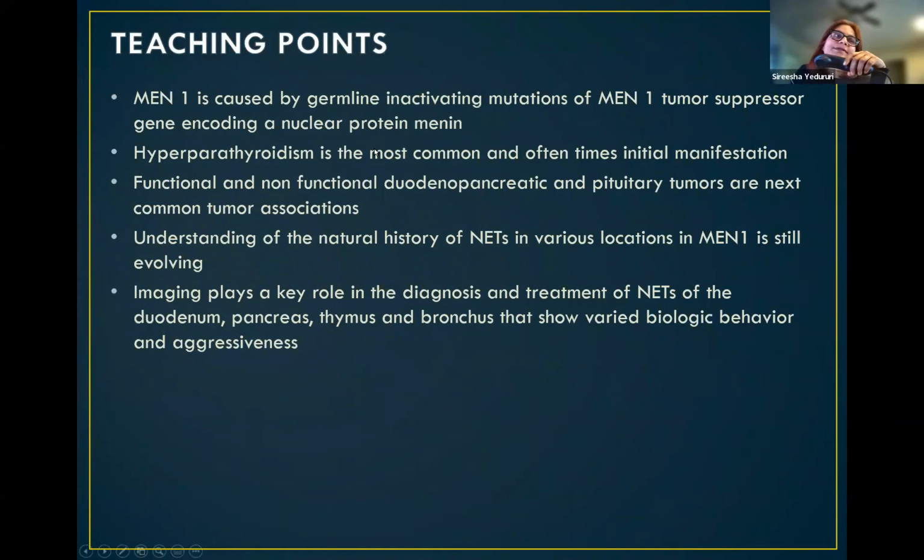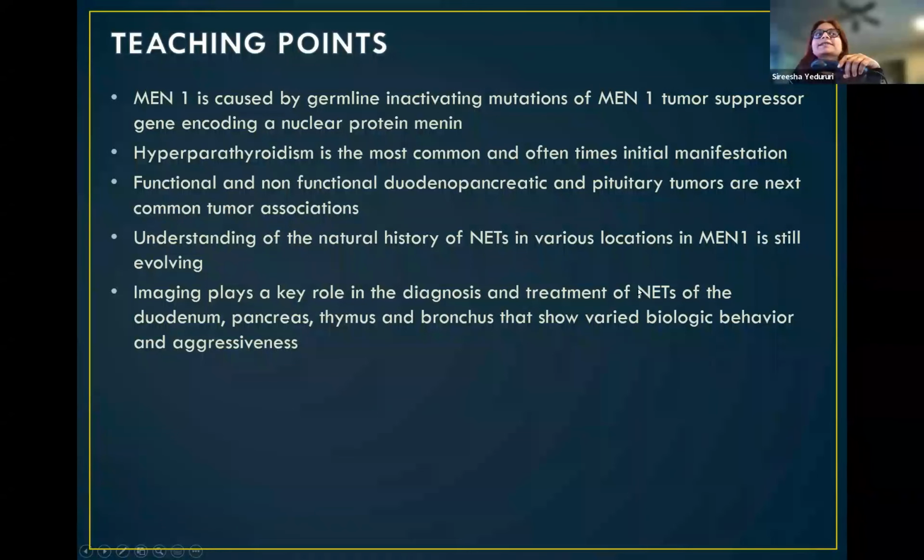So in summary, MEN1 is caused by germline inactivating mutations of the MEN1 tumor suppressor gene encoding a nuclear protein, menin. Hyperparathyroidism is the most common and often the initial presentation. Functional and non-functional duodenal pancreatic and pituitary tumors are the next most common associations. Our understanding of the natural history is still evolving, and particularly in different locations also is evolving.